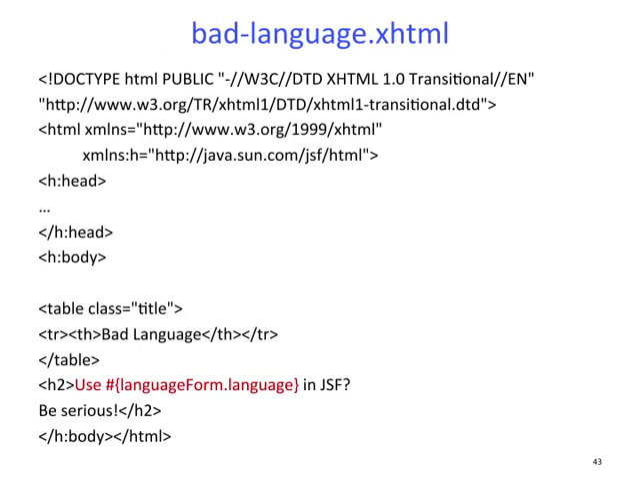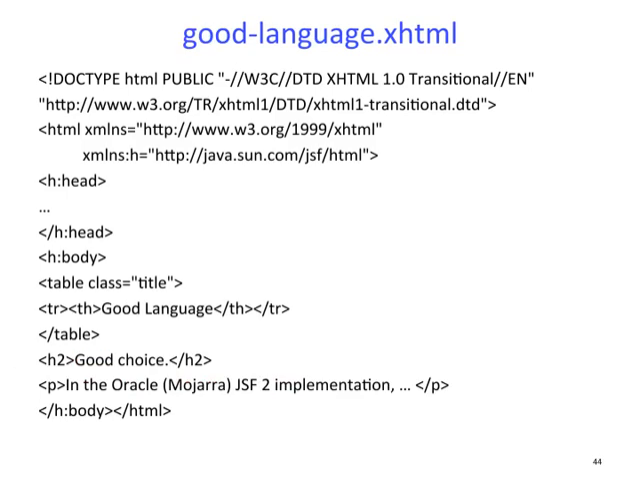Bad language is similar. So give the message it's a bad language, and then, using a reference from the form, refer to the value that has been entered. So use that language in JSF. So just tell him, be serious. So it's just a warning. And good language is similar. So just say you entered a good language and this is it.